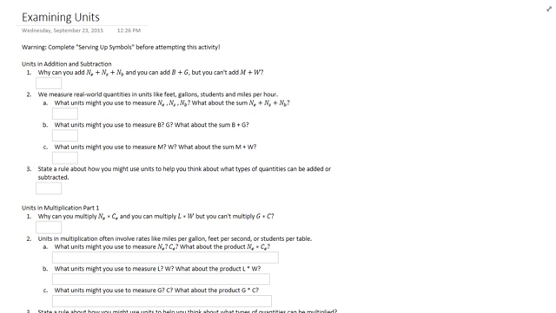First thing we're looking at here, we've got units in addition and subtraction. The question is, we are adding NE plus NS plus NB. These are all off of your Serving Up Symbols table. We have B plus G, and then we have M plus W. Let's examine each of these individually, and I think that by the end you'll see exactly what's going on here.